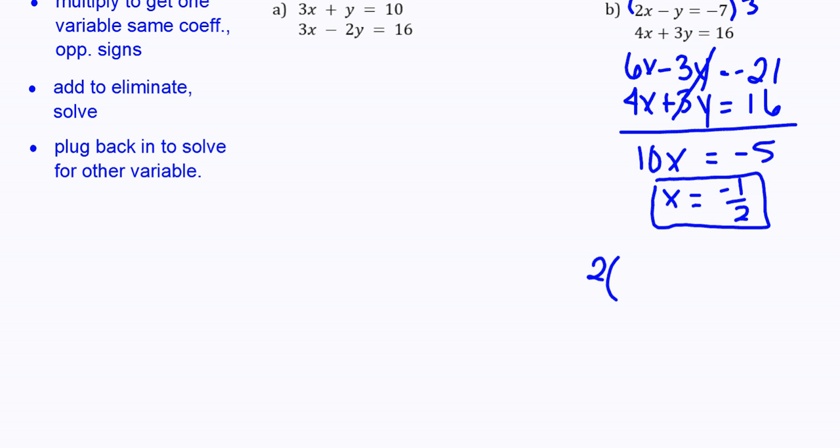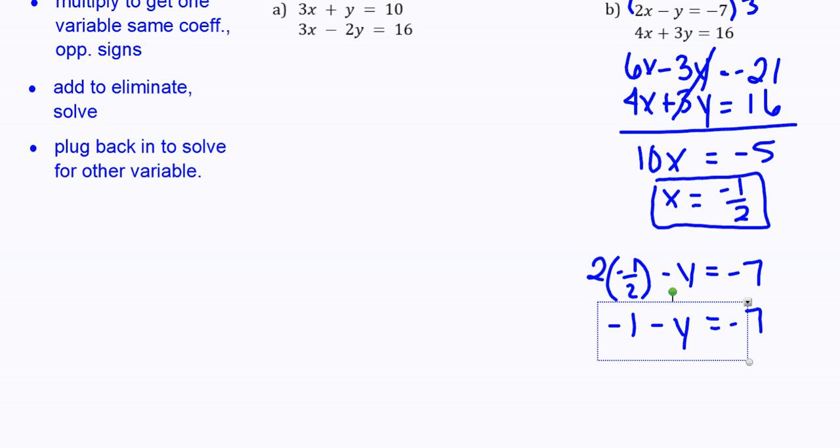So 2 times my x value minus y is going to be equal to negative 7. 2 times negative 1/2 is negative 1. Minus y equals negative 7. Add 1 to both sides. So negative y equals negative 6. And then divide by negative 1. So y is equal to positive 6. So do make sure that you have a solution for x and y both.